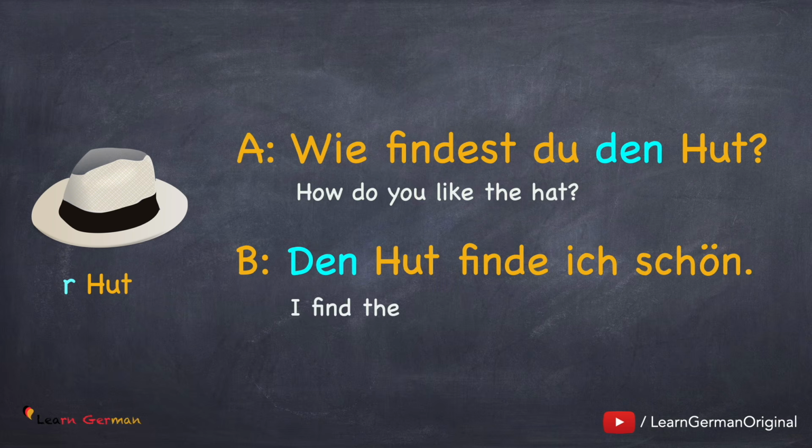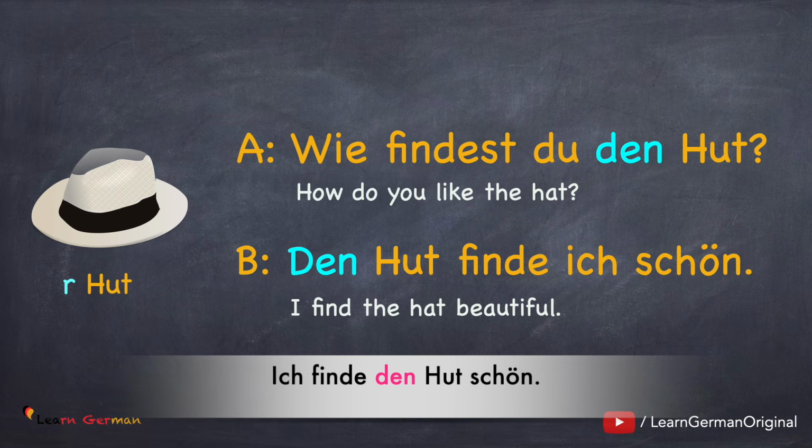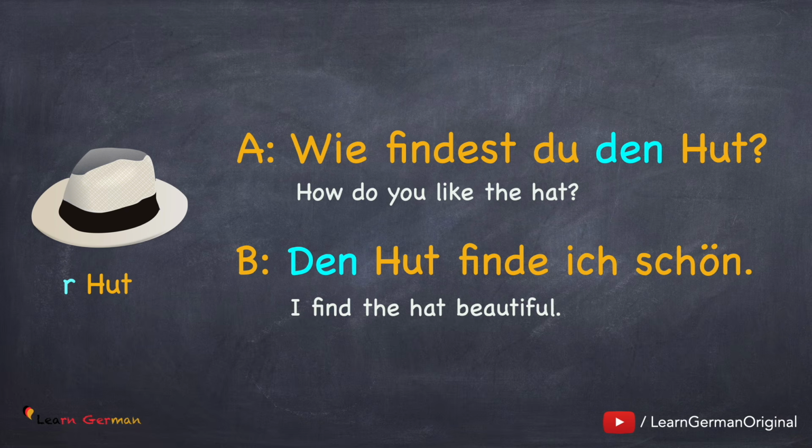Wie findest du den Hut? Den Hut finde ich schön. You could also say, ich finde den Hut schön. It's absolutely fine. As I mentioned before, the accusative article changes only when it's masculine. In case of bestimmte Artikel, der changes to den.